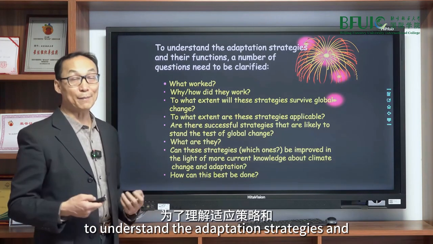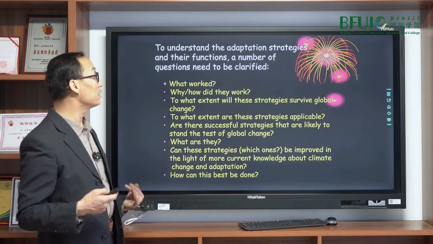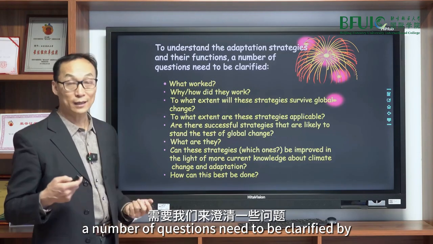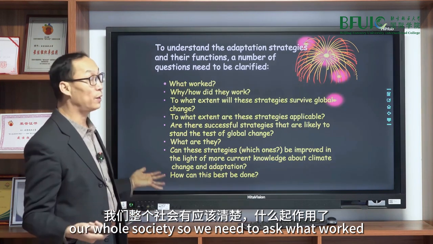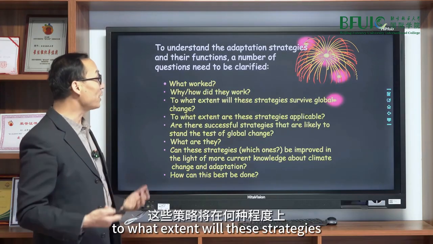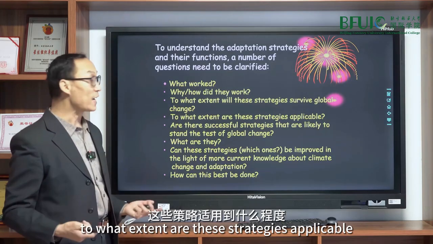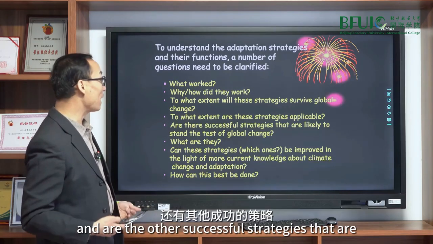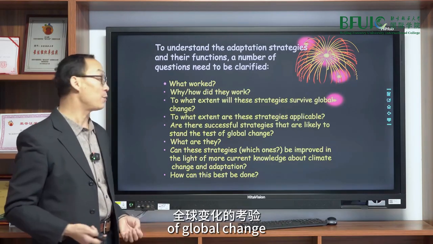To understand the adaptation strategies and their function and structure, a number of questions need to be clarified by our whole society. So we need to ask what worked. Why? How did they work? To what extent will these strategies survive global change? To what extent are these strategies applicable? And are there successful strategies that are likely to stand the test of global change?